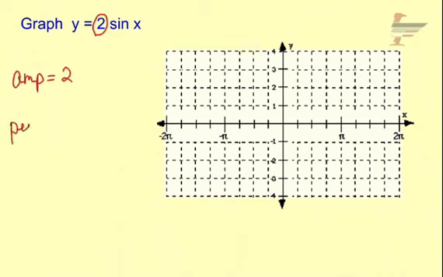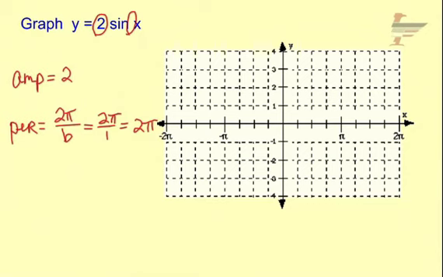And then the period, we take 2 pi over our b value. And our b value is going to be whatever's in front of this x. In this case, it's just a 1. So 2 pi over 1, which just reduces to 2 pi. So we have our amplitude, we have our period.